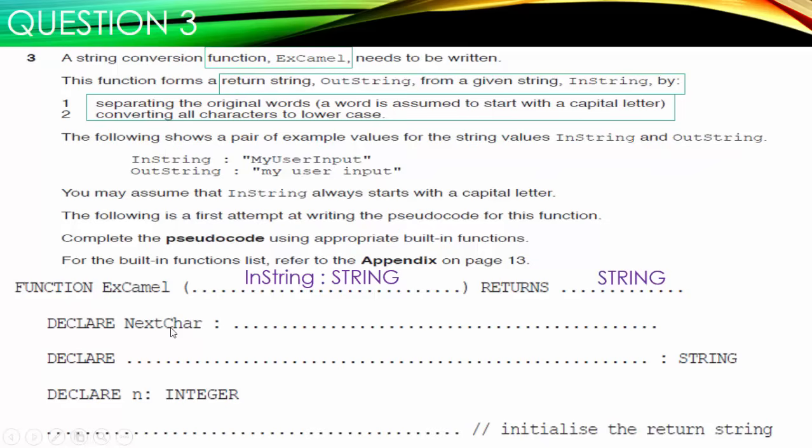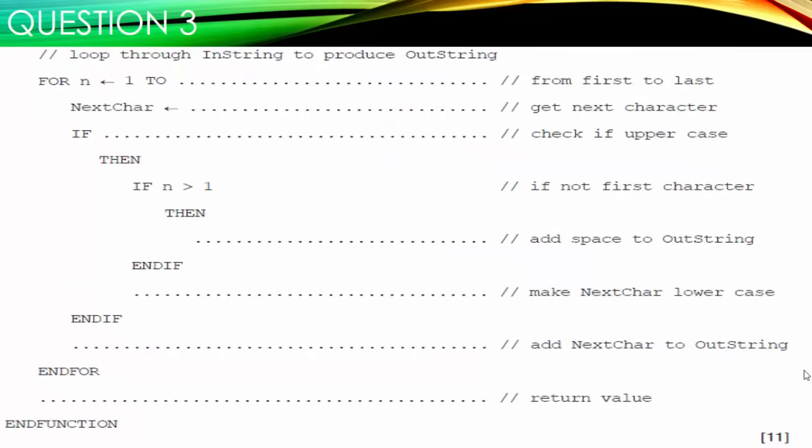Now we have declare next character. So the next character will be declared as a char data type, which stands for character, holds one letter. Then we have declare something as a string, declare in as integer. So there's only one thing left to declare here, and that is out string. So we declare out string, and in is declared as integer. Then we have initialize the return string. What does that mean? That means we need to assign a value to out string. So we do that with an open and closed quote. So there it is initialized. Let's go ahead and keep moving on to the next part.